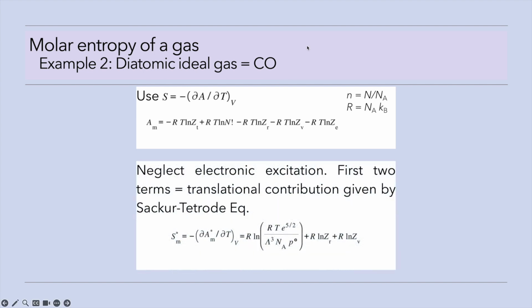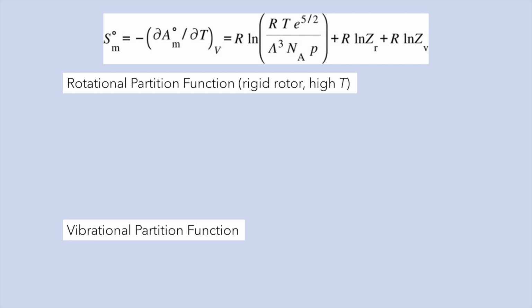Now, we can forget about electronic excitation. We're not at very high temperature, 298 Kelvin, so we can forget about that. The first two terms here are exactly what comes from the Sackur-Tetrode equation, so we know the value that we put in there for those. But now we've got to deal with rotations and vibrations. And for that, we're going to have to calculate their partition functions and then take the log of those. So let's deal with these rotational and vibrational contributions.